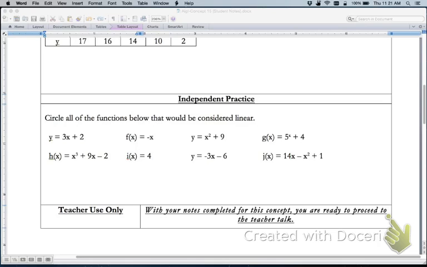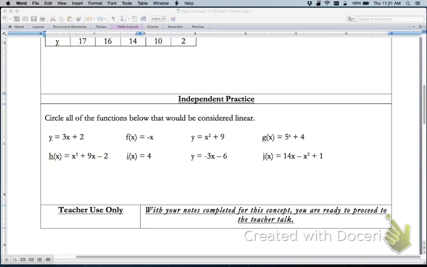So in closing on this concept, let's look at the independent practice, and we want to circle all the functions below that would be considered linear. So here's your hint. We're looking for functions where the biggest power of x is the first power, or anything that's equal to a constant. So take a look at these for just a moment and circle the ones you think would be linear, and then I'll come back and show you.